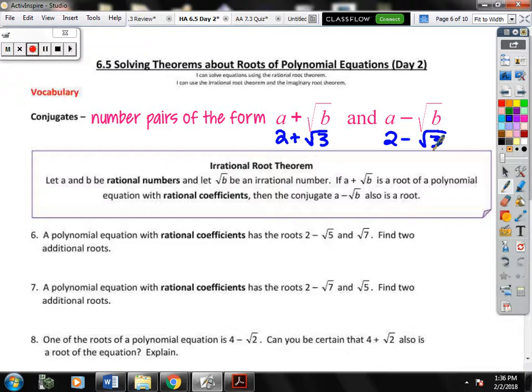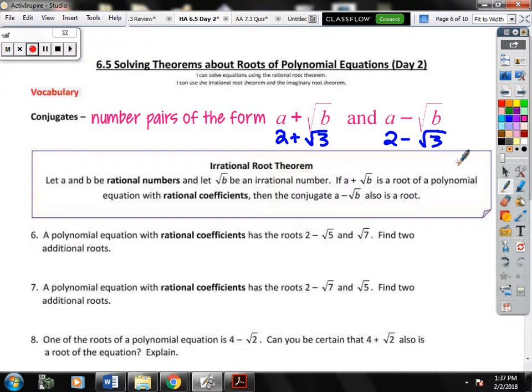You'll see conjugates a lot in pre-calc and calc, even if any of you take Oracle with Ms. Cotton, she uses conjugates in some of her programming. Although it may be more coding conjugates than it is algebra. But if you know one of these is an answer, a root, you'll know that the other one is.